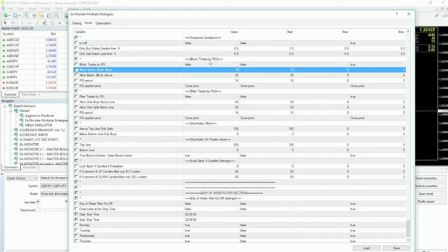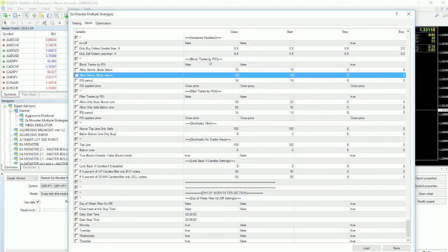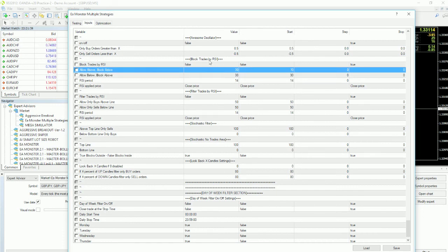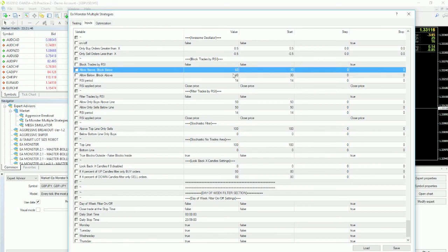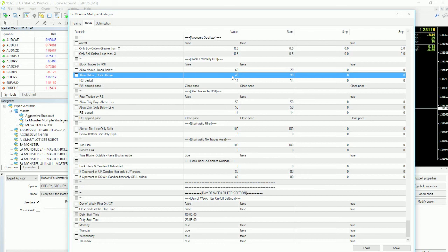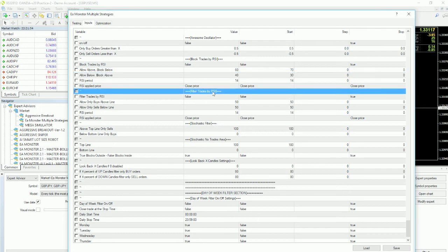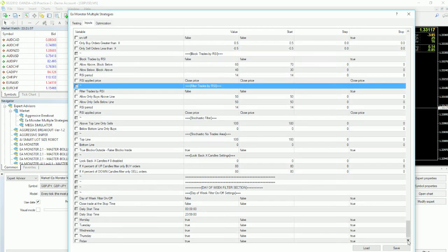Block trades by RSI. I'm sorry, this one's going to allow above this level and block below it. This one, 30, it's going to allow below the 30. So it's going to block between 30 and 70 if you have it set to there. If you set it to 40 and 60, it's going to block between 40 and 60 and allow only when the market is moving above or below those lines here.